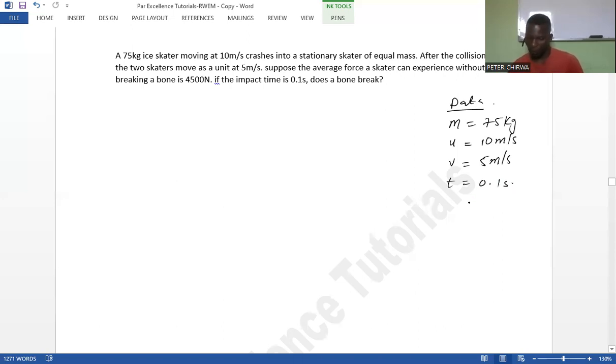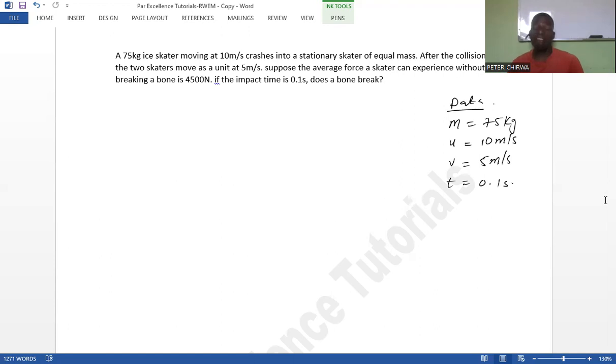what do we need to do? What we need to do in this case is to find the average force. And once we find that average force, we will have to compare it with the average force that the bone can withstand, because we've been given in the question the average force a skater can experience without breaking, which is 4,500 Newton. So we need to compare this with the average force that we are going to find.